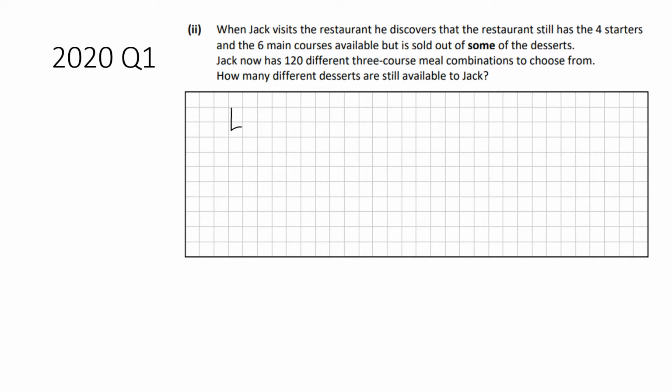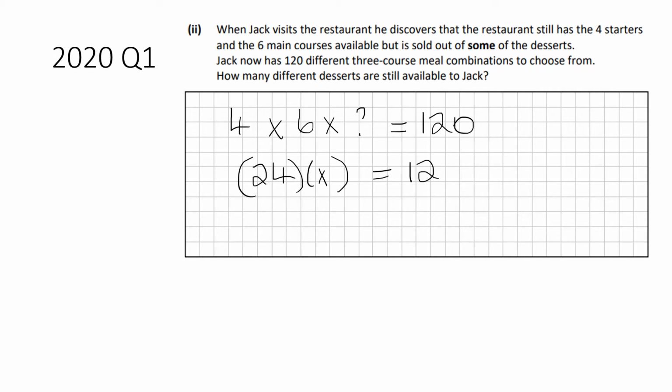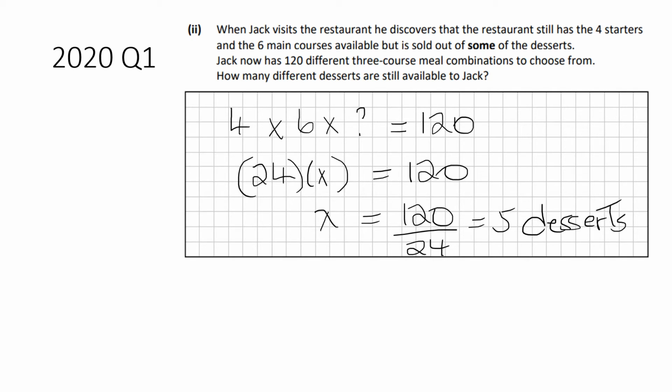So there's still 4 starters, still 6 main. We don't know how many desserts there are, and it gives you 120 options. So what we can do then is multiply 4 by 6 by something gives you 120. So 4 by 6 is 24. So 24 times x gives you 120. If you want to find what x is, just divide 120 by 24 and you get 5. So that means that there's 5 desserts to choose from. So there is 3 less desserts then.